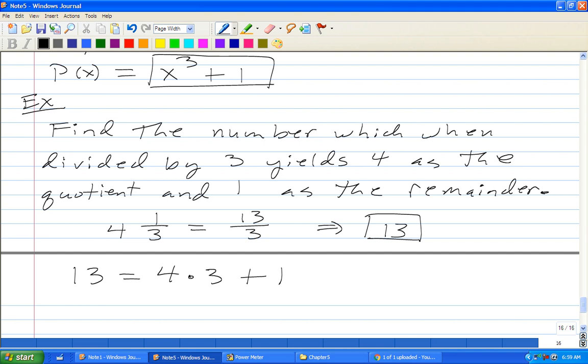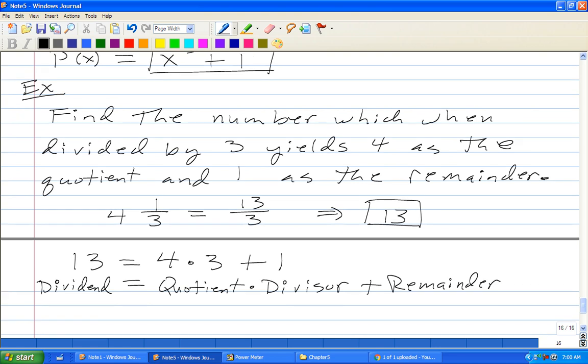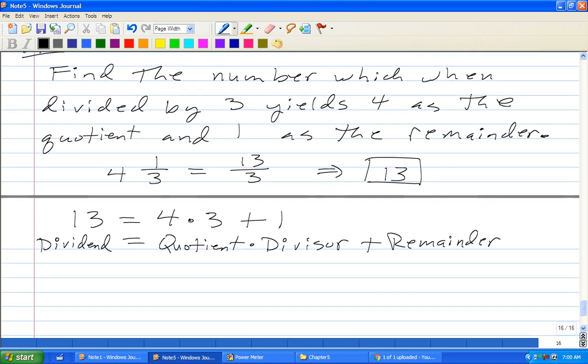And so this was just the quotient times the divisor plus the remainder. And that was the dividend. And so I found the dividend that way. And so let's do another example.